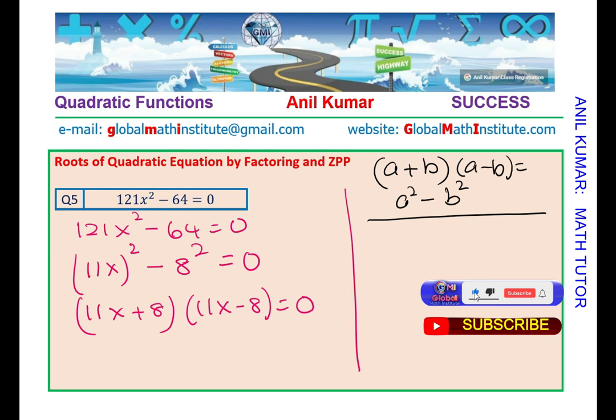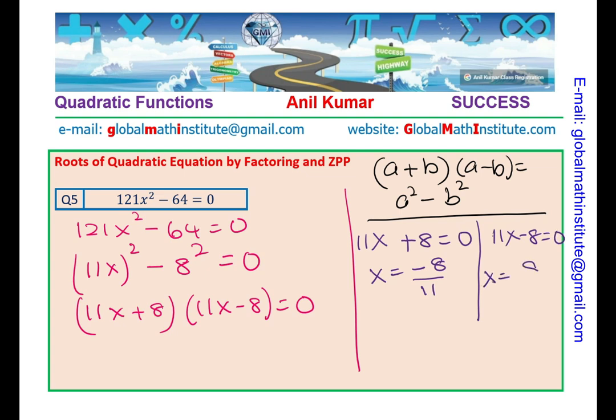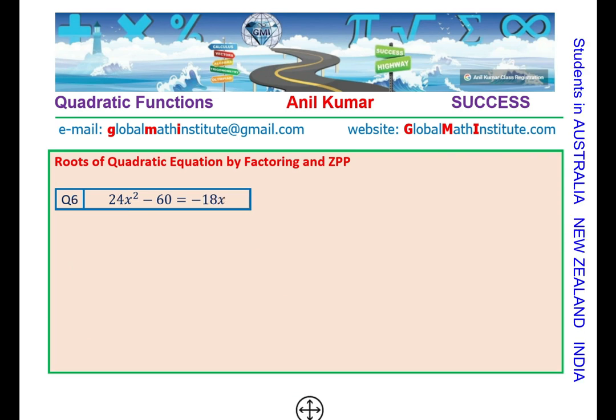Great. So we are going to now write 11x plus 8 equals to 0, and that gives you x equals to minus 8 by 11. And then we'll equate 11x minus 8 equals to 0, and that gives you x equals to 8 over 11. Makes sense? So we got two solutions again, and they are plus and minus 8 over 11. Perfect. The last question for you, which is 24x squared minus 60 equals to minus 18x.